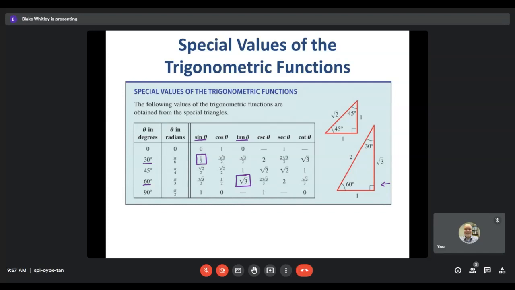Okay, so again, I would say start to memorize this table, because these specific ratios for 30, 60, and 45 degrees, you're really going to want to know because we're going to use them throughout the course, and you're just going to need to have them memorized.